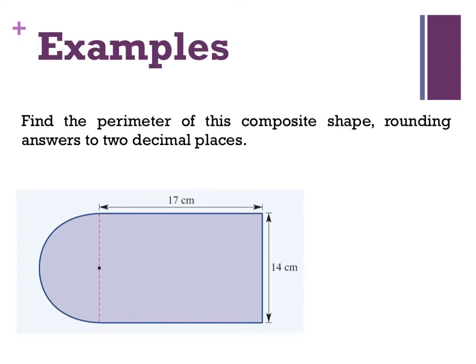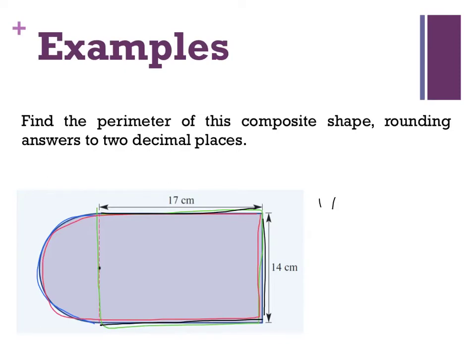By looking at this shape, I can see that I have two clear shapes: a rectangle and a semicircle. The perimeter goes from here all the way around. First, I'll start with this side. I know that length, which will also give me this length because it's a rectangle. So the first shape is 17.